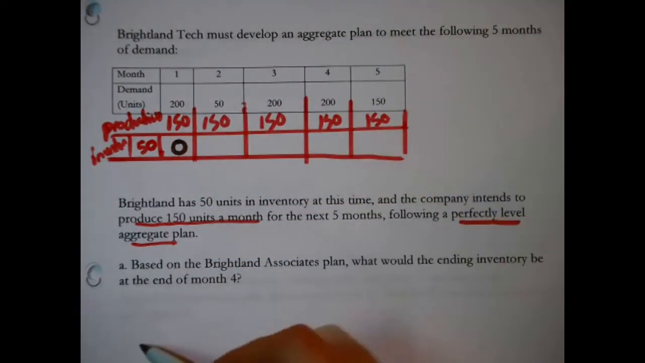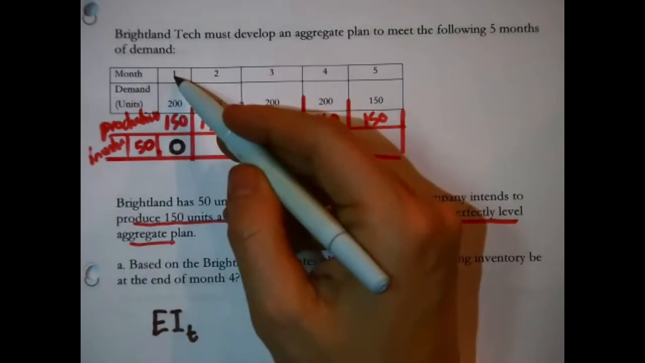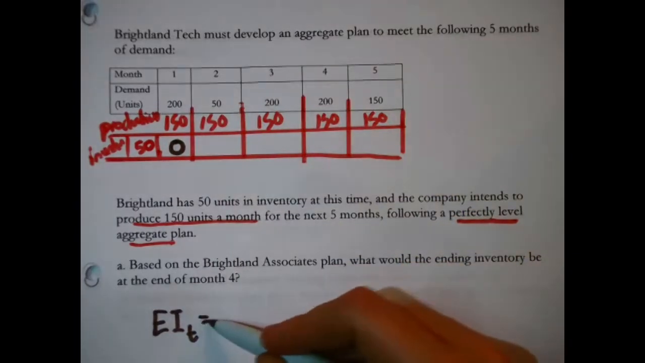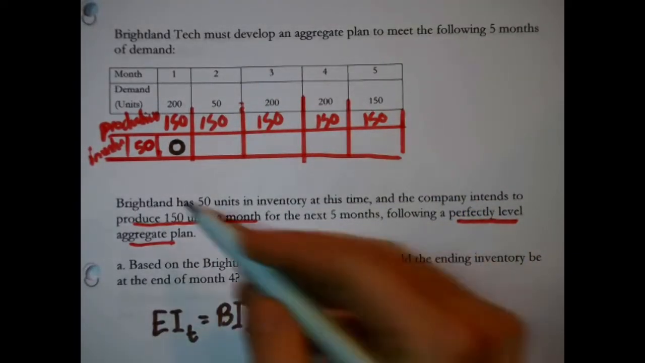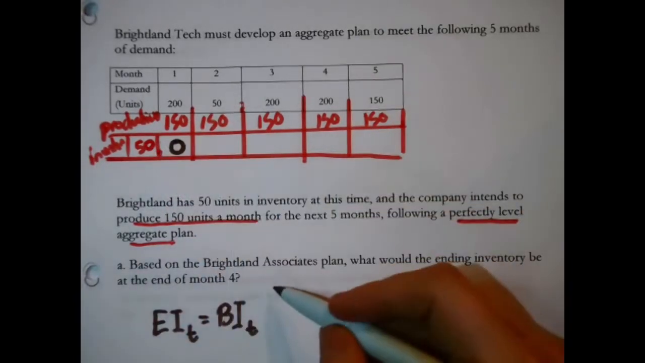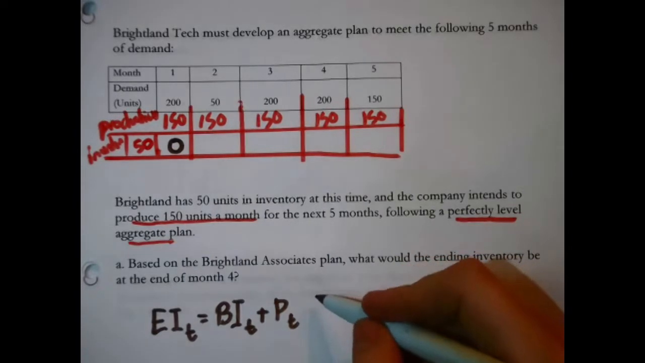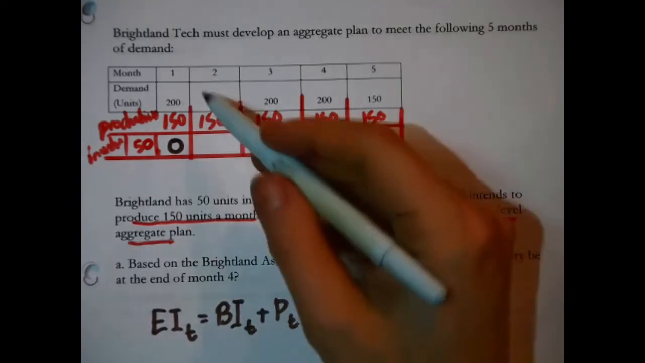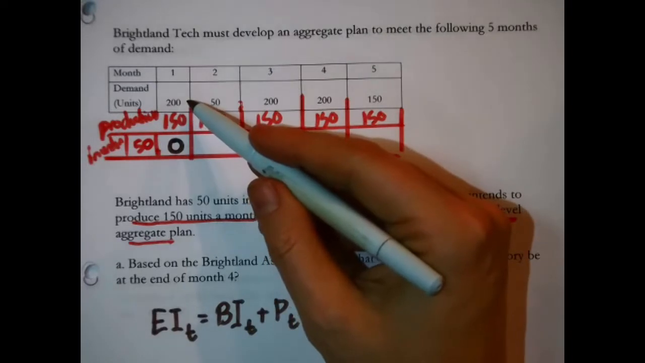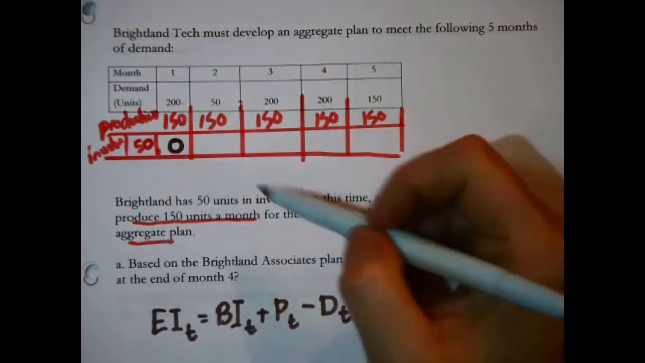Now, what did I just do? It's known as inventory logic. Ending inventory for a particular time period, like I was working on month 1, is the beginning inventory. That was that business about, there's 50 plus whatever you produce, that was the 150, minus the demand, whatever was used up or shipped out. That was the 200.